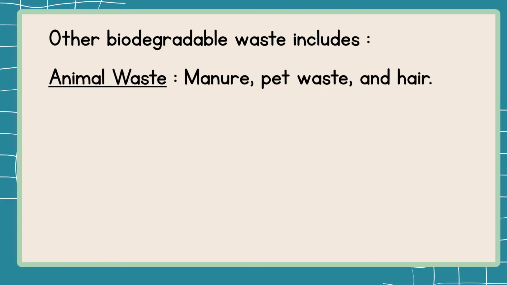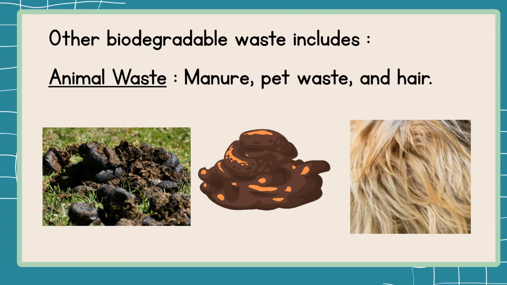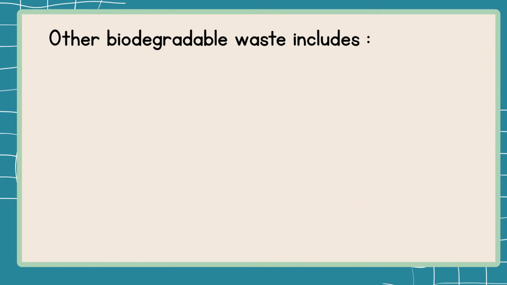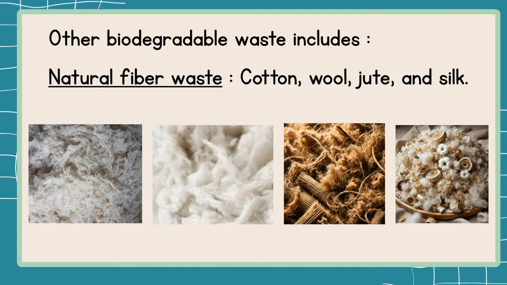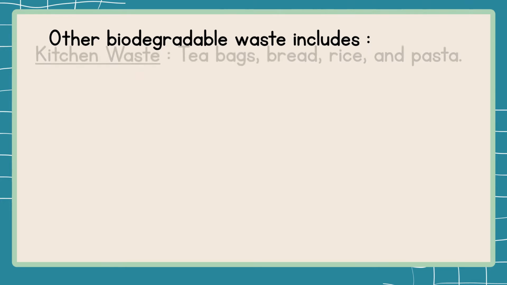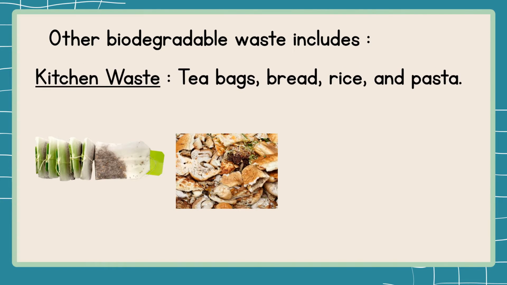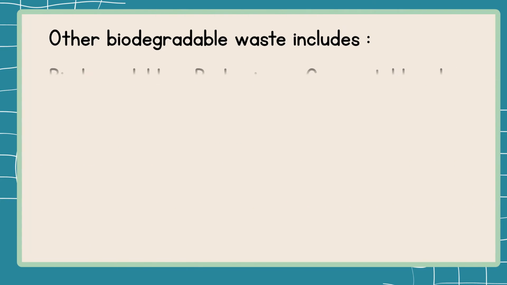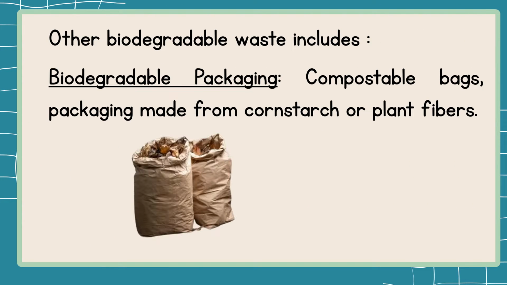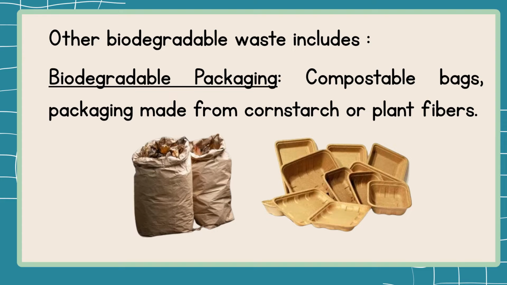Animal waste like manure, pet waste, and hair. Natural fiber waste, such as cotton, wool, jute, and silk. Kitchen waste, such as tea bags, bread, rice, and pasta. Biodegradable packaging, such as compostable bags and packaging made from cornstarch or plant fibers, are waste materials that can break down naturally with the help of microorganisms.